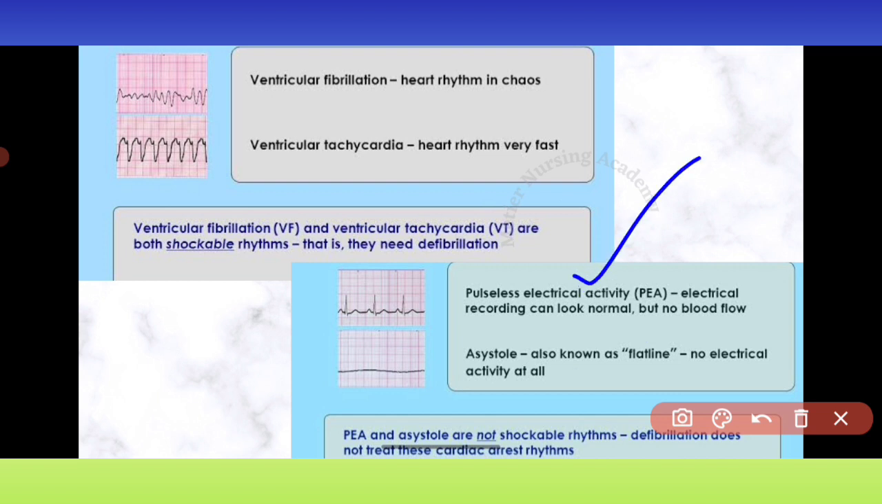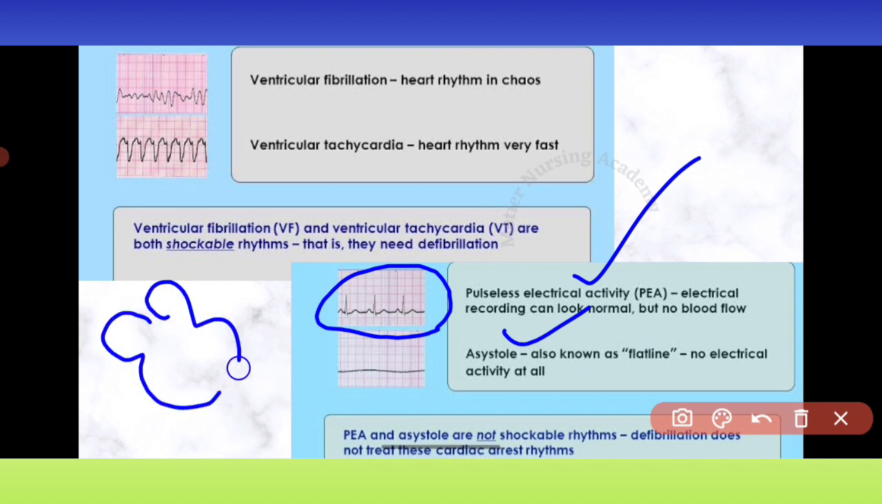That is pulseless electrical activity, asystole. See, the beauty of the pulseless electrical activity is here the electrical signals can look like normal. What is the meaning of electrical signal? This is the heart and this is the SA node and this is the AV node. From the SA node, that is the pacemaker of the heart, the electrical impulse will carry to the AV node. From the AV node, bundle of His, from the bundle of His right and left bundle branch, and from there Purkinje fiber, right? So it will go up to the apex of the heart.